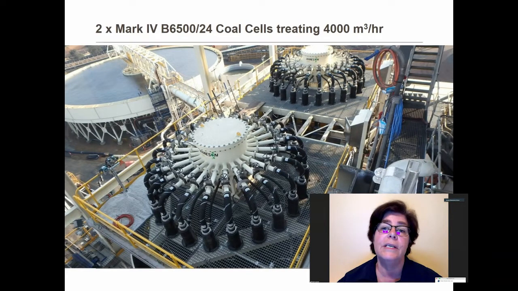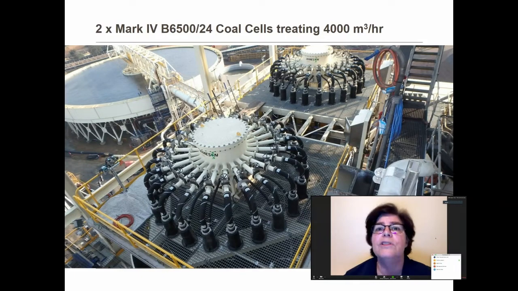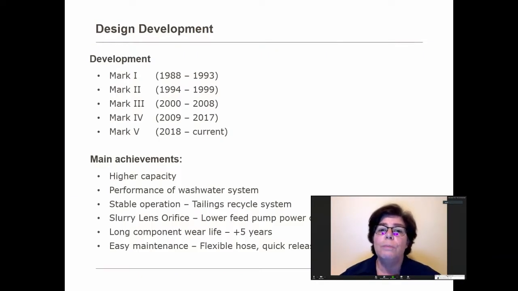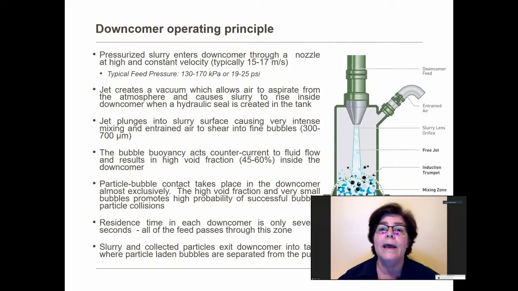So let's get right into the operating principle, the heart of the Jameson Cell, the downcomer. Essentially you're pumping slurry through an orifice or a nozzle, and you're pumping that at high and constant velocity of about 15 to 17 meters per second, which means the distributor feed pressure is around 130 to 170 kPa, which is typical of what you would find in a cyclopack.